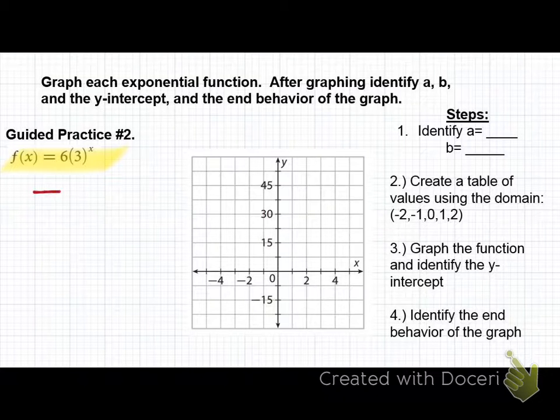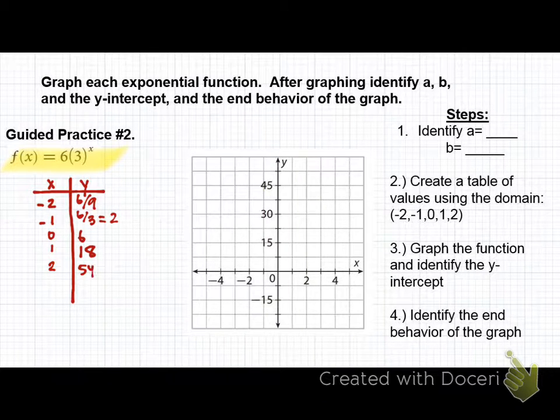Okay, what's A and B, everyone? 6 and 3. Good. So you should have your XY table look like this: 6/9, 6/3, which is going to be 2, 6, 18, and then, of course, 54. Okay? And then your graph, when you plot it, should look like this. And that's it. Exponential growth or decay, everyone? Good. Is the end behavior infinitely increasing as x increases, or does it get closer to an asymptote? Good, it exponentially increases. What is the y-intercept? Good. That's it.